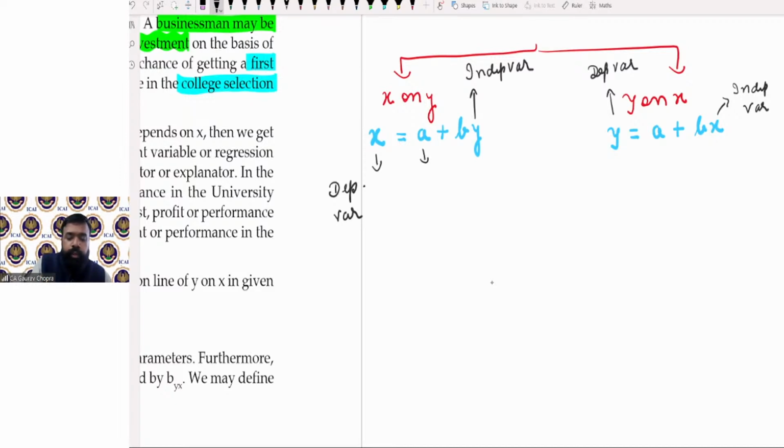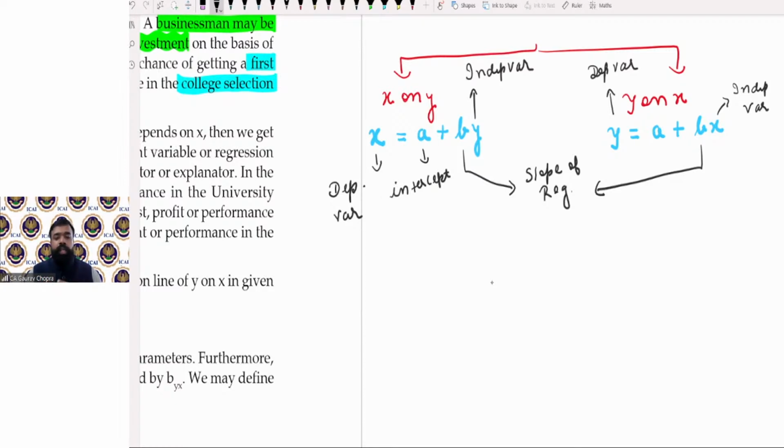This a is known as intercept. What do we call a? Intercept. And b is known as slope. Slope of regression. b is known as slope of regression. a is known as intercept. Okay. So this is the basic point which we are discussing.